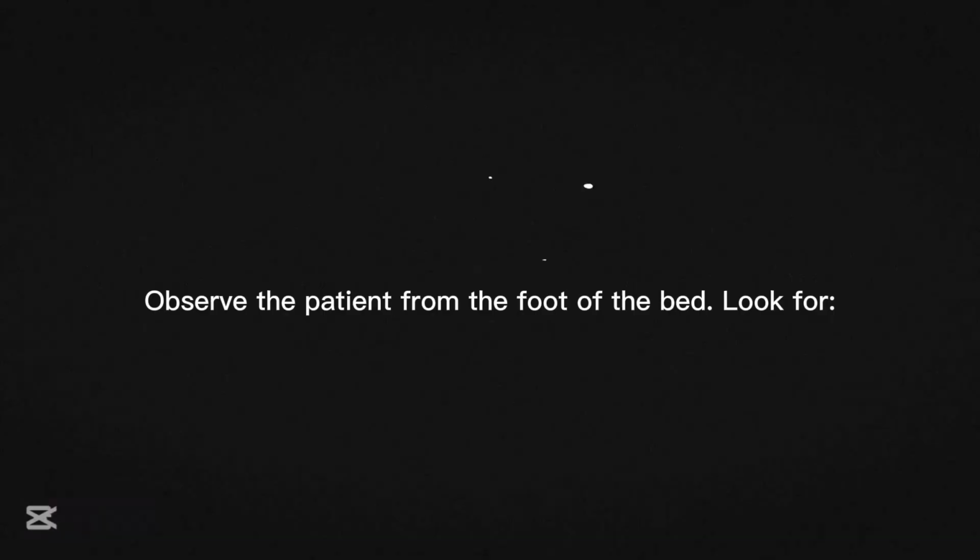Step 2. General inspection. Observe the patient from the foot of the bed. Look for general appearance, such as pallor, jaundice, or cyanosis, signs of discomfort, distress, or abnormal posture, weight loss or nutritional status. Note any visible clues such as scars, rashes, or deformities.